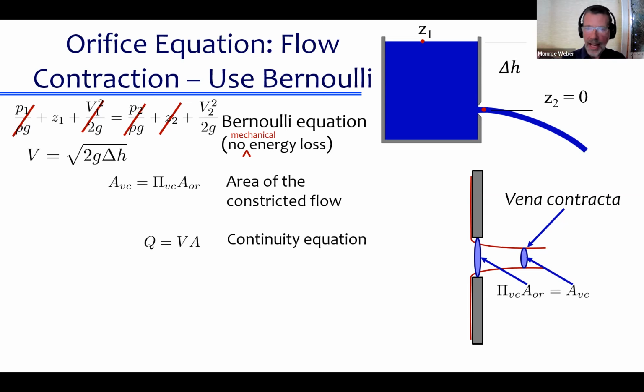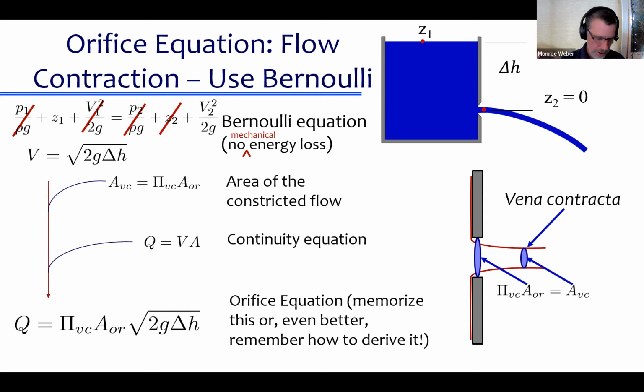So we have that equation, and we have the continuity equation that Q is equal to V times A, and we can add those two into V equals the square root of 2gh, and we can get a nice equation for an orifice: the flow rate is equal to this vena contracta coefficient, about 0.6, times the area of the orifice. That gives us the actual area of the vena contracta, times the square root of 2gh, and we're done.